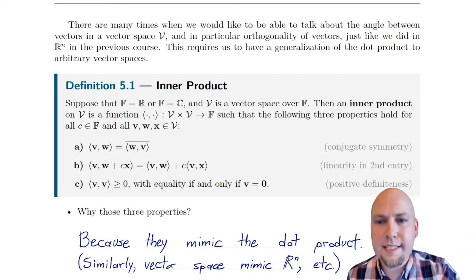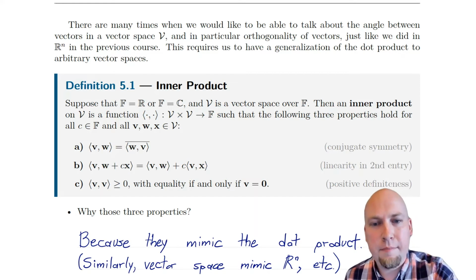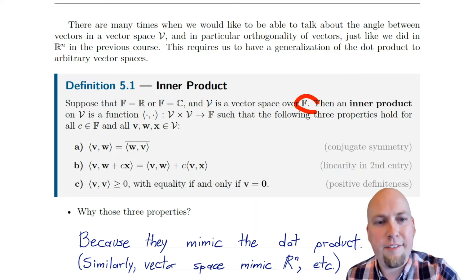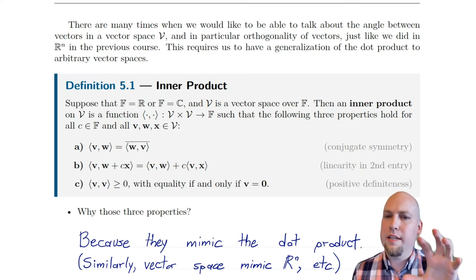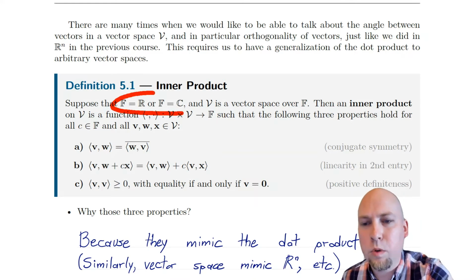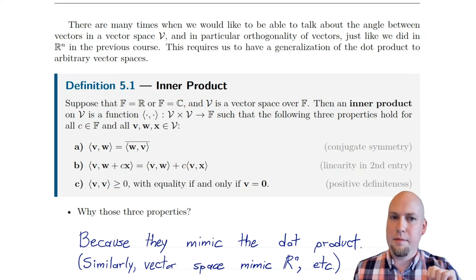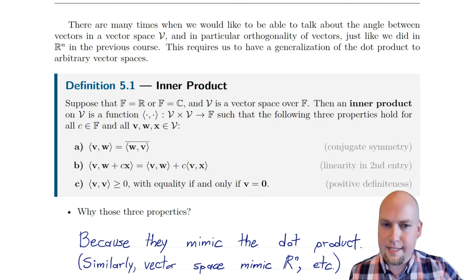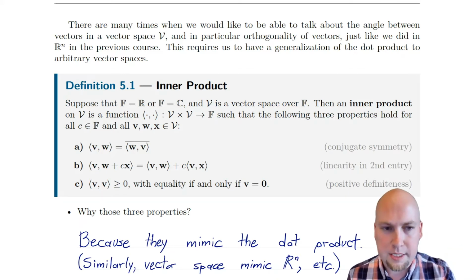Okay, so what is an inner product? Well, if you have some vector space V over a field F, and in this case, when you're working with an inner product, we're really going to need to be working with the real or complex numbers. I'll talk about why that is in a minute. This does not work over arbitrary fields. You need real or complex numbers.